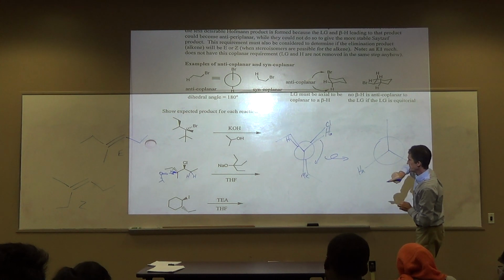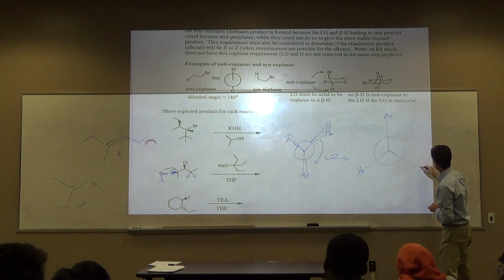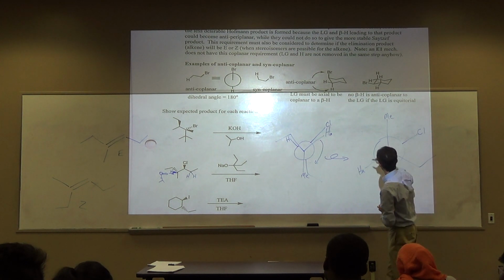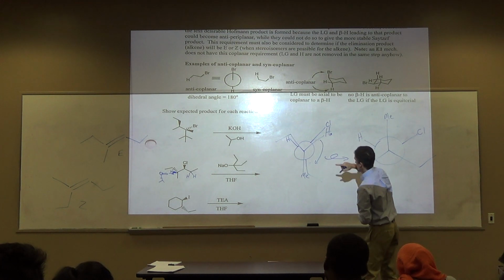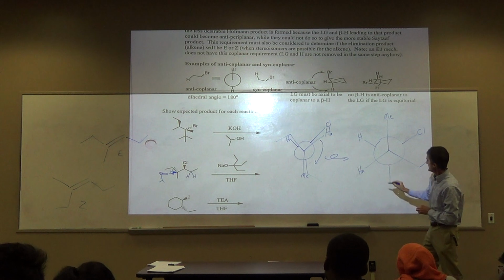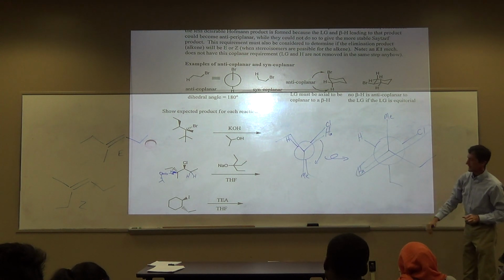What's that, 180-degree rotation? The methyl goes up, is that right? Yes. Ethyl goes over here. The back did not change. Chlorine, H, and what else is in the back? The other ethyl. Now look at the H and the chlorine. They're in that plane there and they're anti.